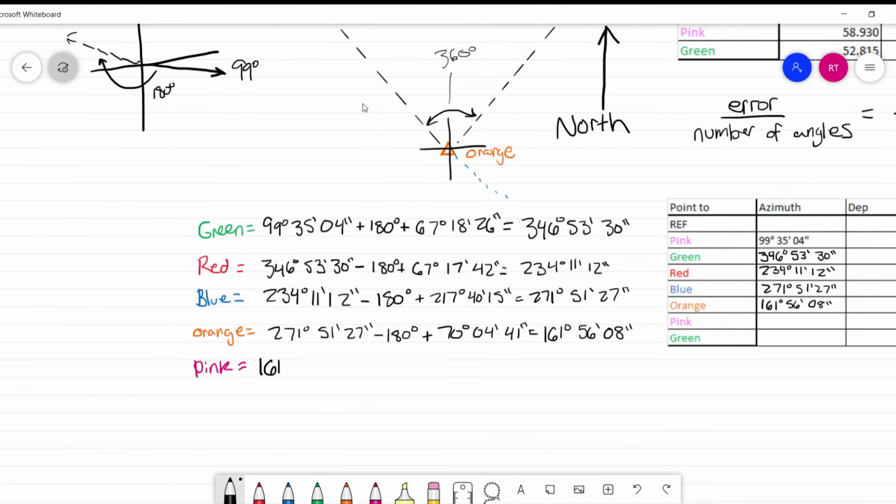Setting this one up, it's gonna be to pink, 161 degrees, 56 minutes, 08 seconds. We're going on the back azimuth, but we're on the opposite end, so we're gonna add 180 degrees. We're gonna add the angle measure of 48 degrees, 09 minutes, 48 seconds. Then subtract 360 degrees from that, and we will have 30 degrees, 5 minutes, and 56 seconds.